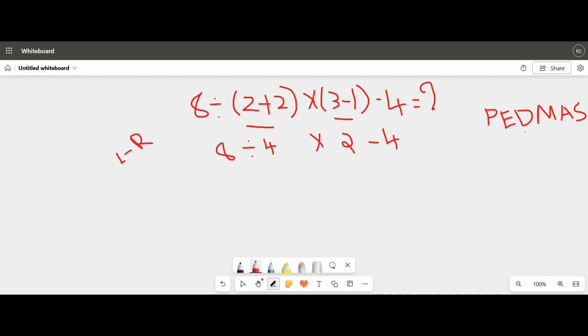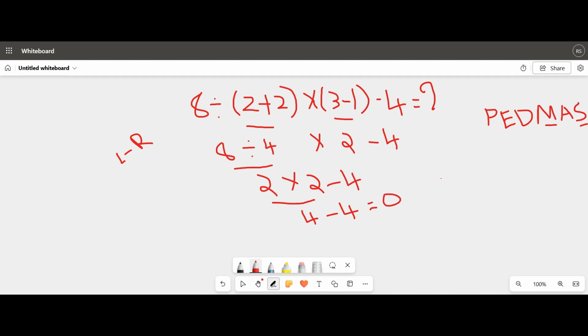So the next priority is for division. So 8 divided by 4, so it will be 2. 2 into 2 minus 4. After division, the next order of preference should come for multiplication. So 2 into 2, 4. 4 minus 4. So the last priority operation is subtraction, right? So 4 minus 4 equal to 0.